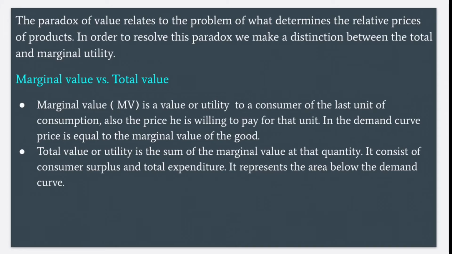The paradox of value relates to the problem of what determines the relative price of products. In order to resolve this paradox, we make a distinction between the total and marginal utility. Marginal value versus total value.